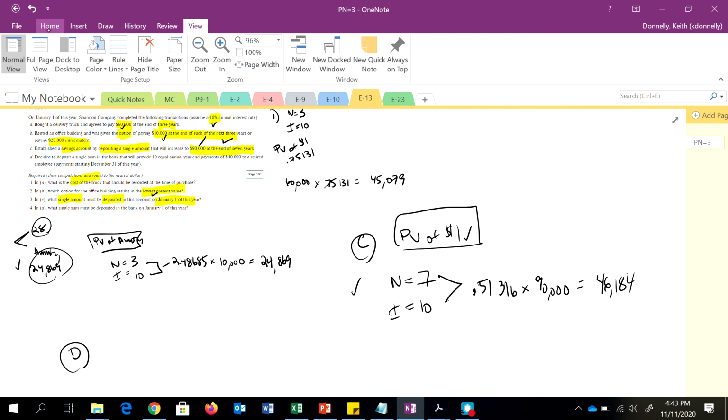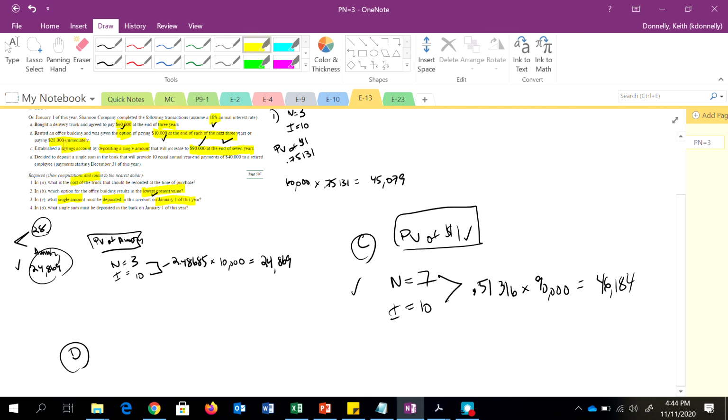Finally, here for D, it looks like we decided to deposit a single sum in the bank. It'll provide 10 equal annual year-end payments of $40,000. So we know that's an annuity, right? Equal payments, annuity. What single sum must be deposited in the bank on January 1st of this year? So for D, we know here, given the facts, 10 equal payments, so 10 years, N equals 10. In this case, I equals 10. We're going to be using the present value of an annuity table.